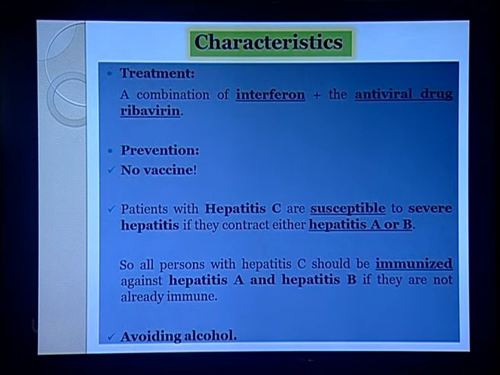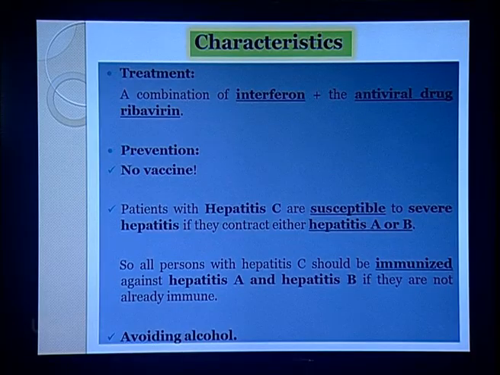Coming to the treatment part, you have to take a combined treatment of interferons and ribavirin antiviral drug. Coming to the prevention, no, there is no vaccine for this virus. So the prevention is that you can avoid alcohol. But one thing you must keep in mind is that when people get infected with hepatitis C, they become more prone to get infected with hepatitis A and B. So you have to make them immunized to hepatitis A and B viruses also if they are not previously immunized.